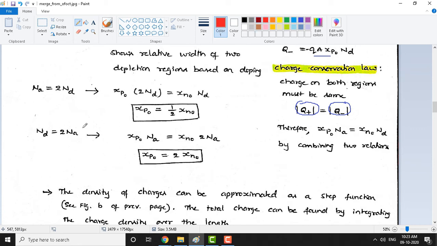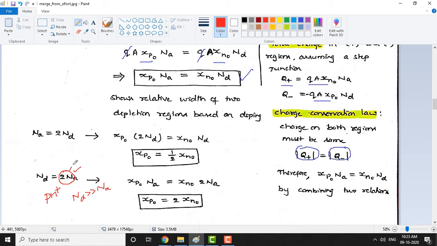One example is a p n plus type of diode, a p-n junction, where nd is greater than na. We already said that nd is far greater than na. If this is the case, let me substitute this. Let's assume that nd is equal to 2 times na. Now if you substitute this relation in the original equation, what do we get? You can see xp naught into na we kept as it is, xn naught also kept, but in place of nd we have 2 times na.